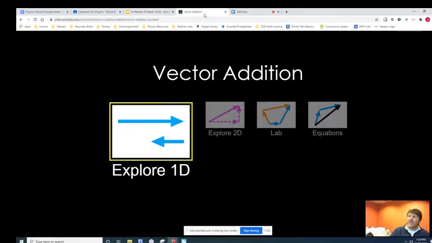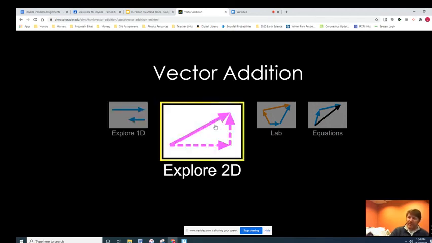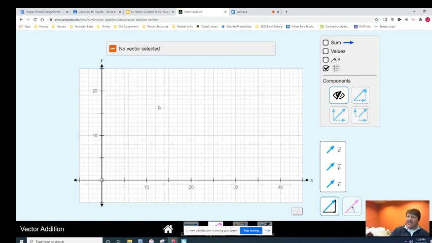So when you come here, this is where it's going to take you. 1D is going to be like when they're aligned one way or the other. So you subtract out, in this case, or add them. You can play around with this one, but this is where you're going to do most of what you're going to do. So if I click on this, it's going to take you here. And these are your vectors that you can pull in here. So I'm going to pull one in, and I'm just going to put it right there.